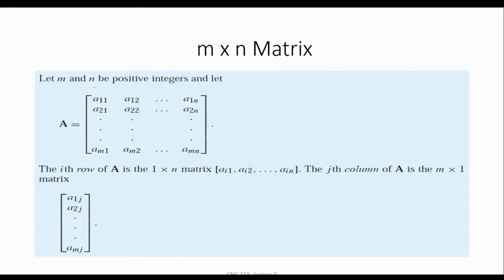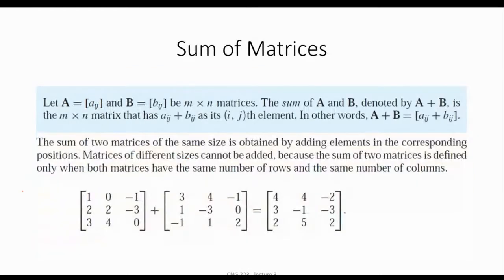Right, so here you can see the official definition of a matrix. As we explained before, it can contain a number of rows and a number of columns. Here in this case, again, we have an m by n matrix. How can we calculate the summation of matrices?